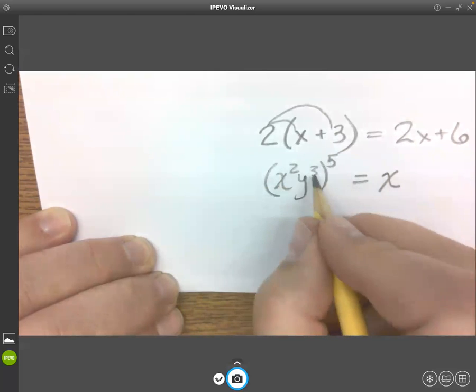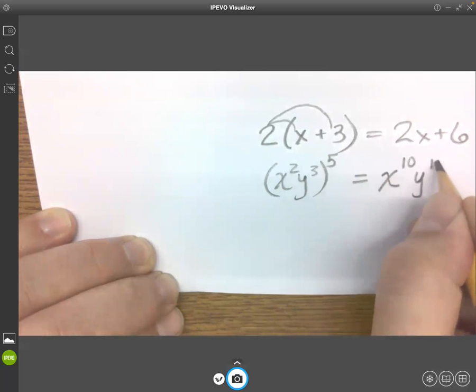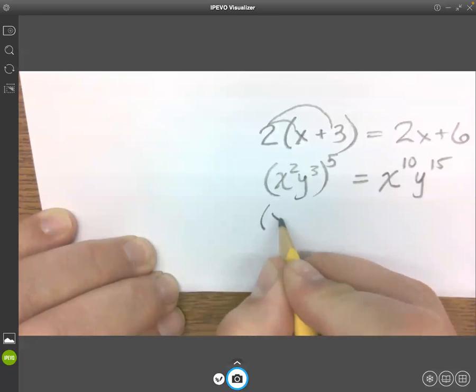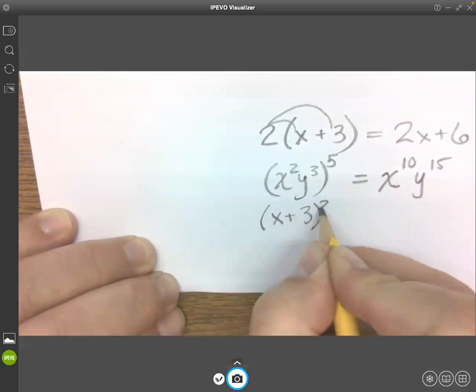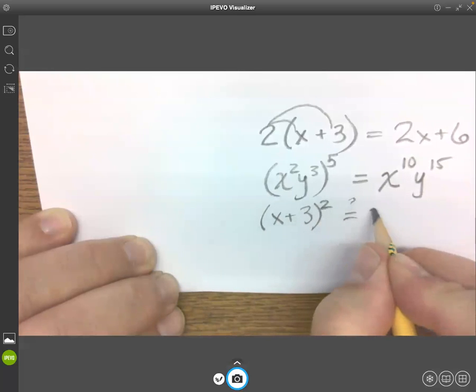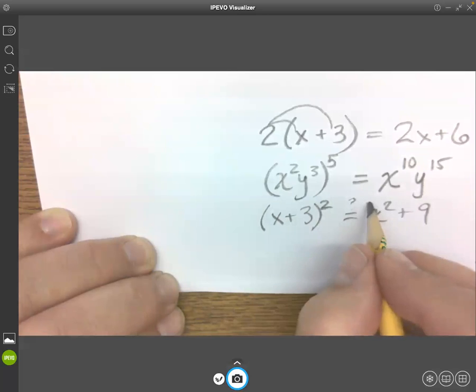We multiply these. So x to the 10th, y to the 15th. Sounds like we need a little algebra review on that too. But what if I were to say x plus 3 squared? Is that x squared plus 9? Oh, we need a lot of algebra review. No, it's x plus 3 times x plus 3.